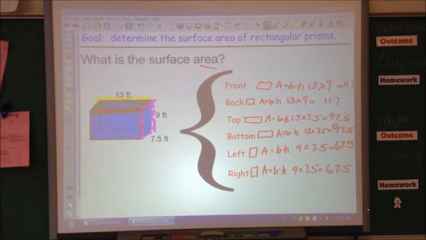Now these are the areas of each of the sides. But remember, I want all of the surface areas. So I need to add these together. So I'm going to put a big plus sign right here.